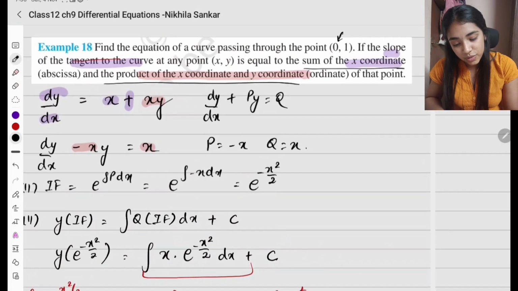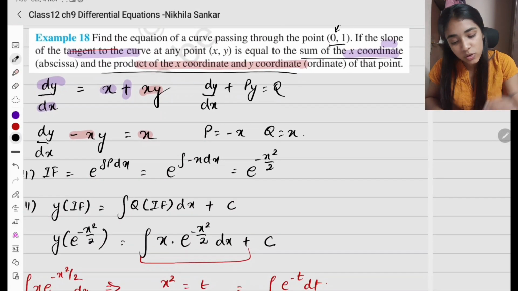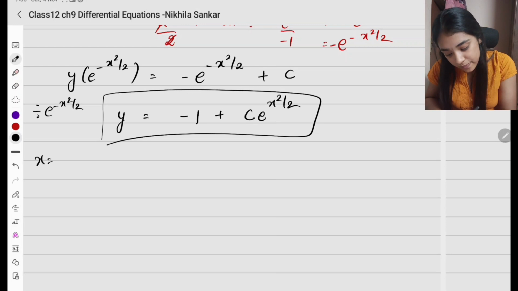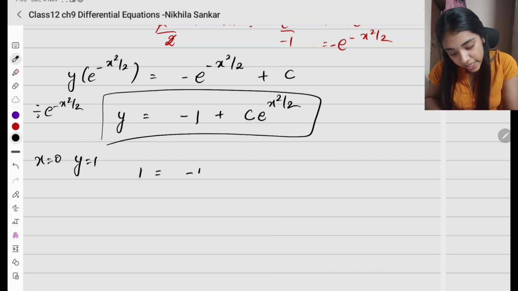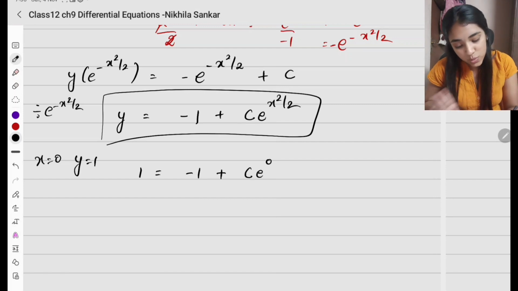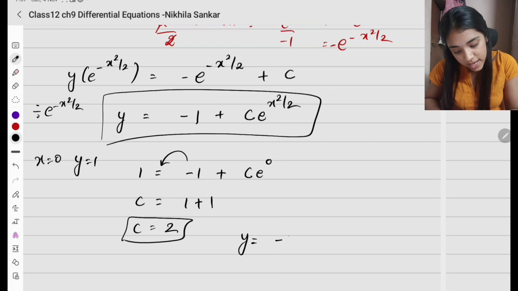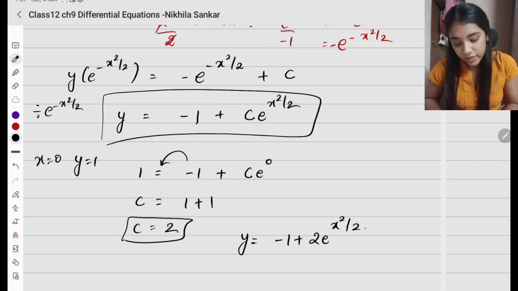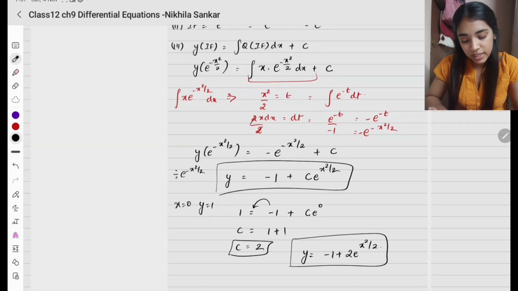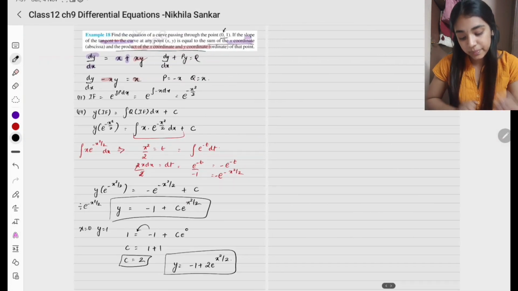Now the particular solution. What is the particular solution? 0, 1. So x equals 0, y equals 1. So I have 1 equals minus 1 plus c into e to the power 0. e to the power 0 is 1. So I have c equals, when this goes to the other side, 1 plus 1. So c equals 2. So what is my final answer? y equals minus 1 plus 2 into e to the x square divided by 2. Please copy. Sorry, please copy.